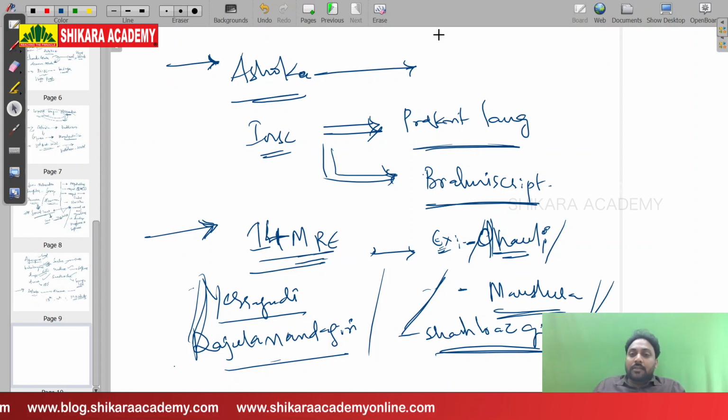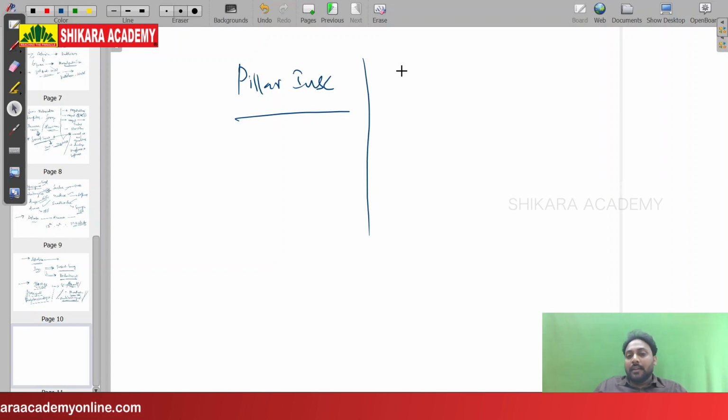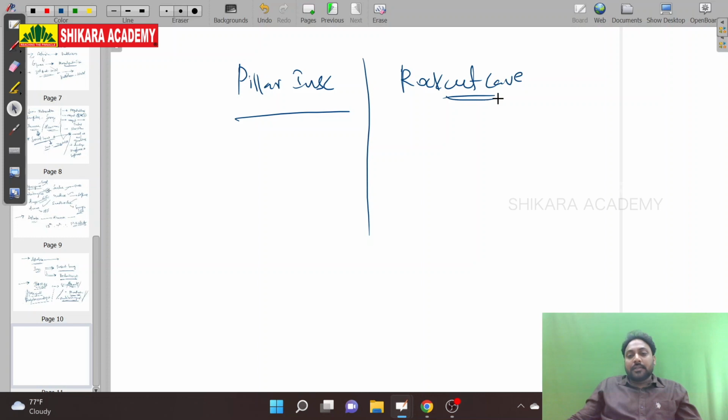Ashoka also constructed a few pillar inscriptions, and he built rock cut cave inscriptions. Pillar inscriptions: there is a Ramapurva pillar in Ramapurva, Bihar. On the top of the pillar, we see a bull capital. Capital is in the shape of an animal.